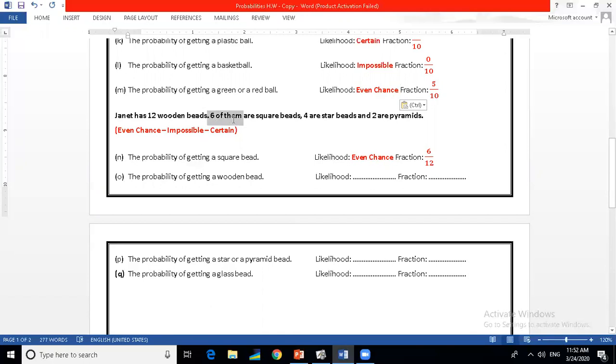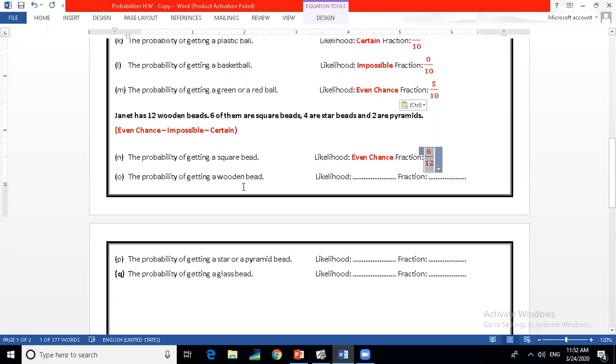6 of the beads, 6 of them. They didn't say 6 square beads. No, they said 6 of the 12 are square beads. So my fractions are going to be out of 12. So the probability of getting a square bead is 6 out of 12, which is an even chance. So 6 over 12 is the fraction, even chance.